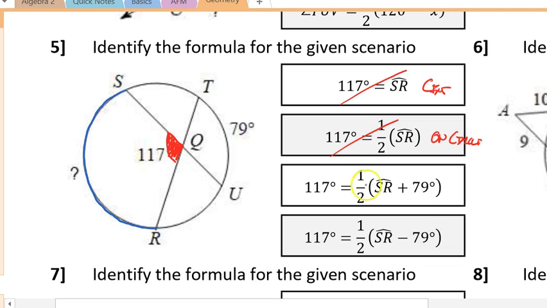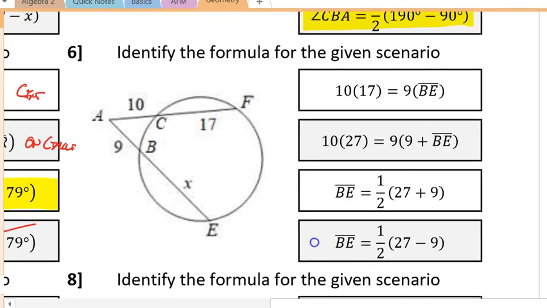So we have an option of, do I add these 2 arcs together, my unknown arc, which is bigger, and my 79, or do I subtract my 2 arcs? Well, if we are inside the circle, we are going to add our 2 arcs together. If we're outside the circle, we subtract. So since my angle measure was inside, we're going to add these 2 arcs together and take half of it. Since I already know the angle, we would substitute in for the angle measure, 117, and then we can go ahead and solve to find the missing arc.